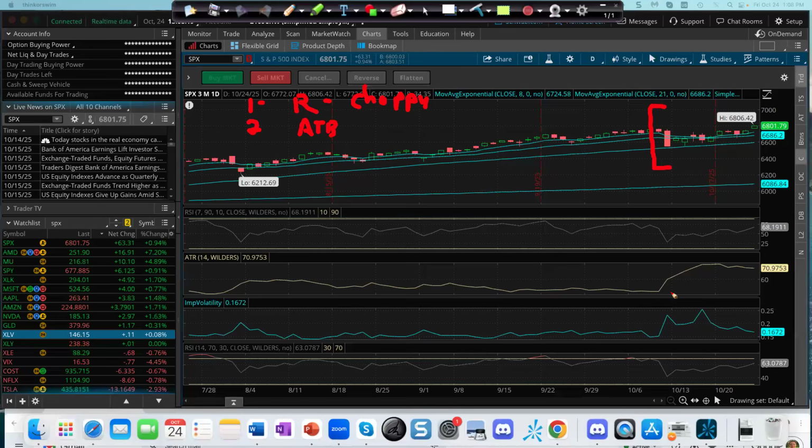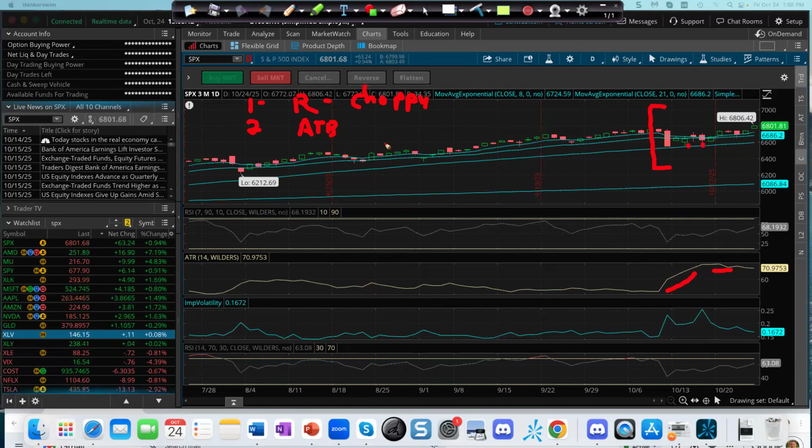The ATR, you say, Dan, what's the ATR? It just measures the distance between the high and the low, right? So you can see it's gone up, but it's stabilized. Candles were pretty big here, a bigger range. We've calmed down a little bit, but that's up, right?